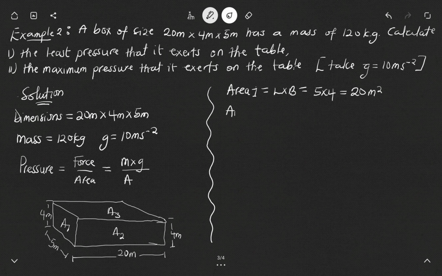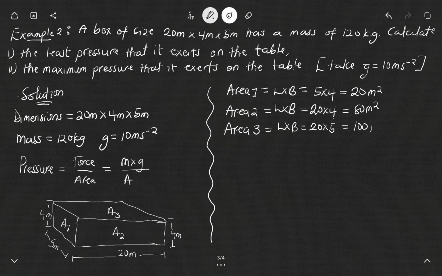Right, let's look at area 2. So area 2, we use the same formula, but our components to multiply will be different. So if you look at area 2, we have the length, which is 20 meters over here, and then the height or the breadth is 4 meters over here. So we have 20 multiplied by 4, and this is 80 meters squared. Right, let's look at area 3, the one at the top. Area 3 is equal to length times breadth as usual. But if we look at it, the length for area 3 will also be the 20 over here, but the breadth over here is this component over here, and that is 5. So we have 20 multiplied by 5, and that is equal to 100 meters squared.